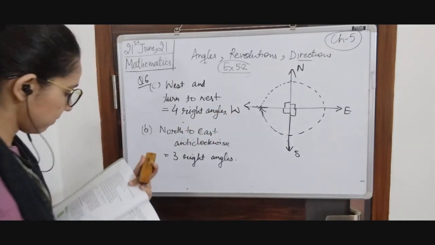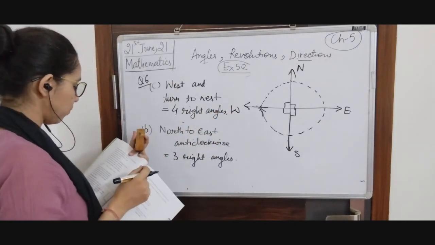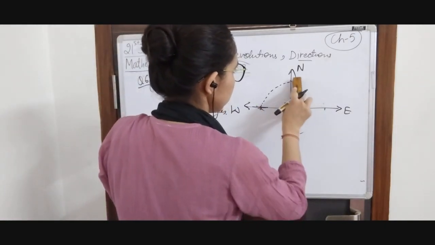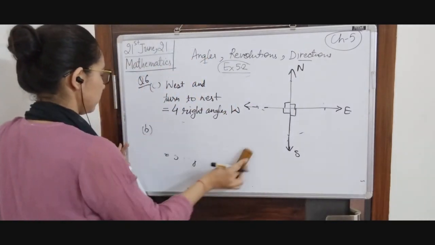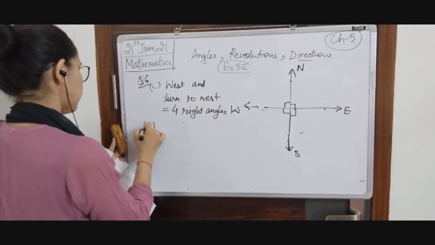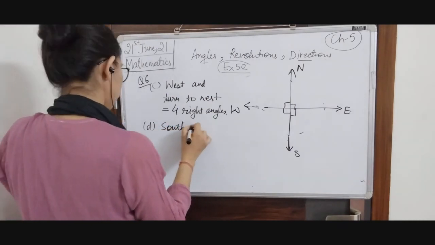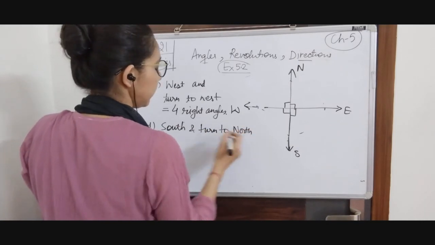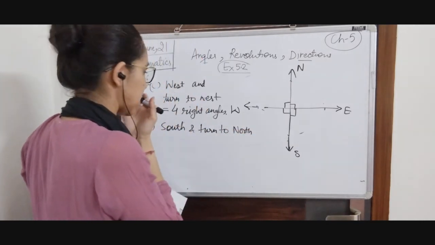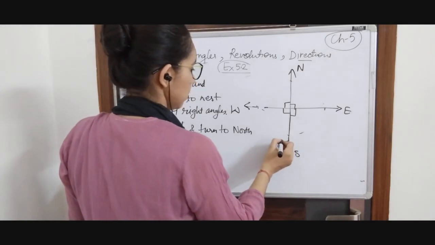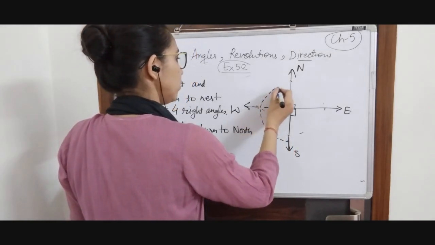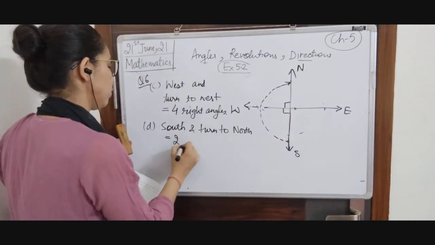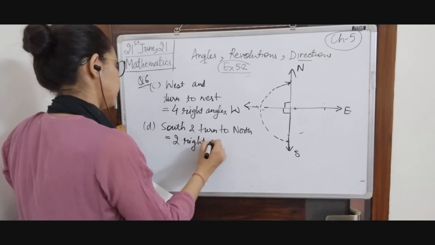Okay, again D part: south to north. We are starting from south and we turn to north. Again, clockwise or anti-clockwise is not given, so we can pick any one. So how many right angles did it cover? 2 right angles, this and this. So it will be equal to 2 right angles.